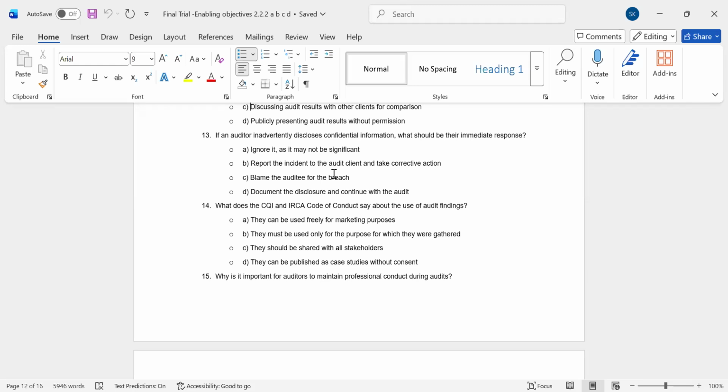Without consent. B is the answer. B, sir. They must be used only for the purpose for which they were gathered. Yeah, very good, Shashikanta Mahanta. Right answer.